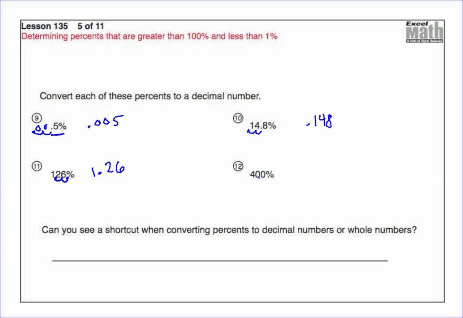Same thing here. The decimal point is after the 400, move it over 2 spots to the left, and you get 4.00, which is equal to 4. Let's go ahead and write down the shortcut that we just did. We're going to move the decimal 2 spots to the left. There we go.